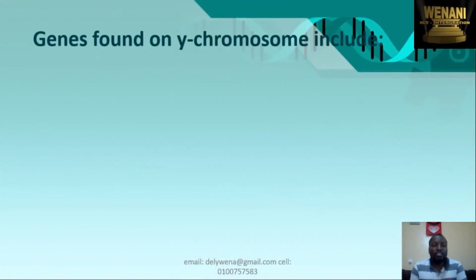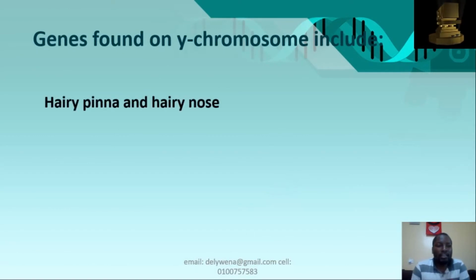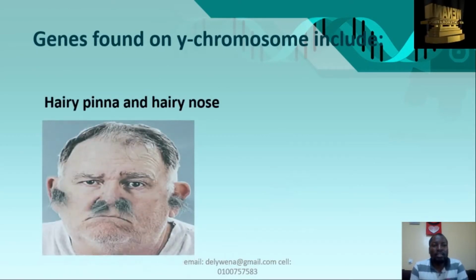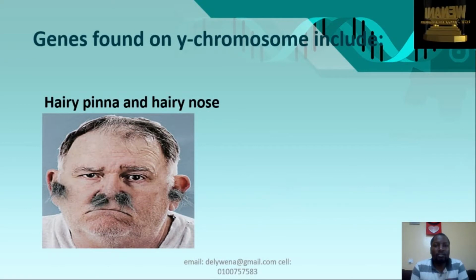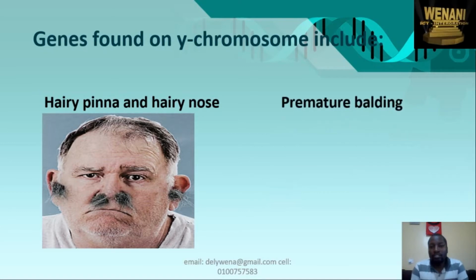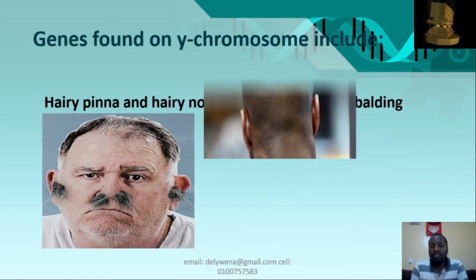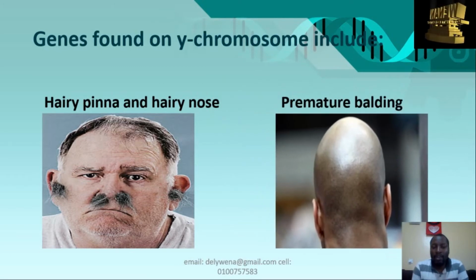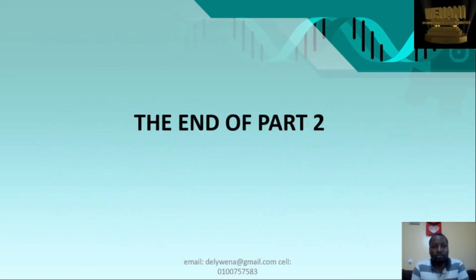Next, I want us to look at genes found on the Y chromosome. These are hairy pinna and nose. These are genes which are found on the Y chromosome alone, and therefore they affect males only. Number 2 is premature balding, which is also found in males alone. These are genes which are found only on the Y chromosome. This is an example of those genes that are found on the Y chromosome.